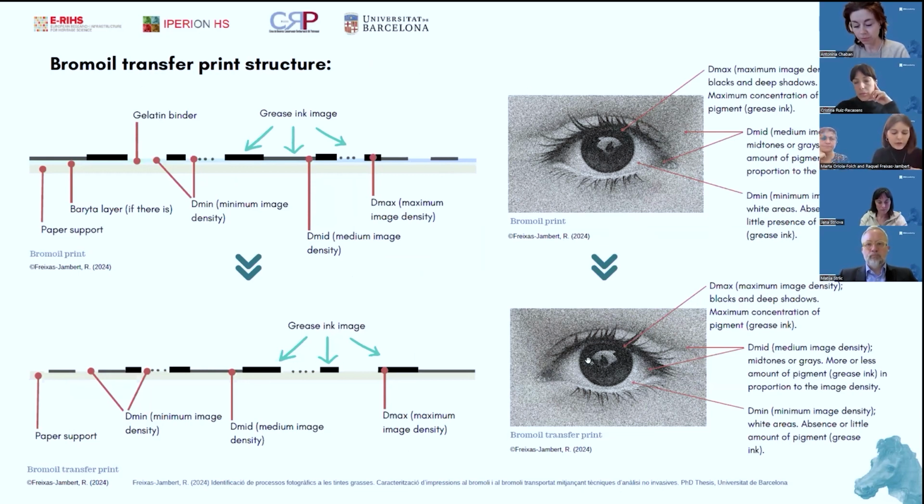In other words, we go from a support consisting of at least 2 layers plus the layer of ink to a support consisting of a single layer, mainly cellulose, plus the ink layer. It is obvious that the structure, material composition, and visual characteristics of bromoil prints and bromoil transfer prints will be very different, even though they come from the same manufacturing process.